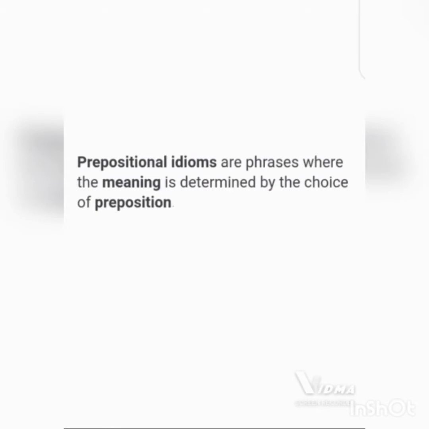In the exercise, we are going to confront prepositional idioms. Prepositional idioms are phrases where the meaning is determined by the choice of preposition. In these phrases, the meaning is estimated or determined by the choice of preposition.